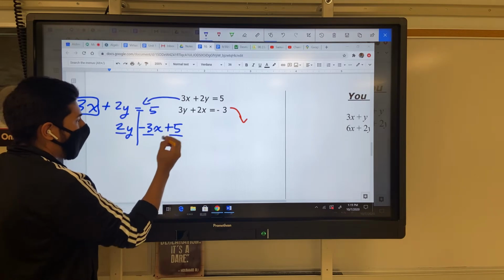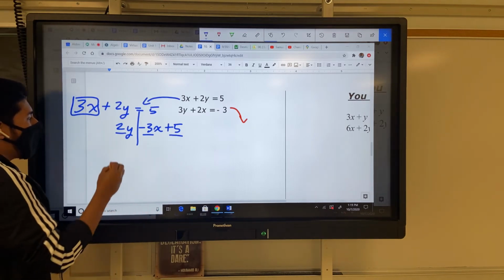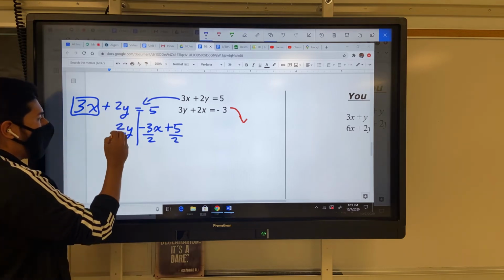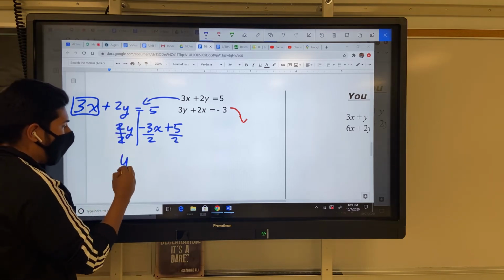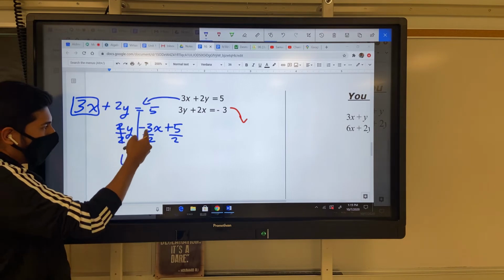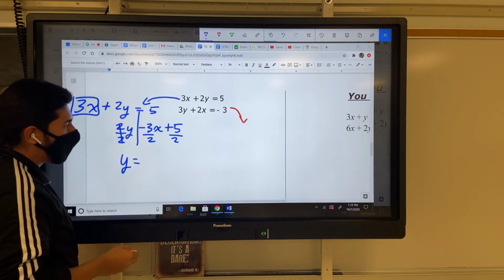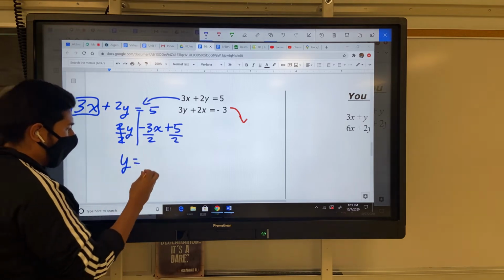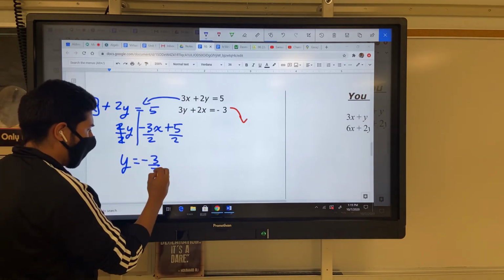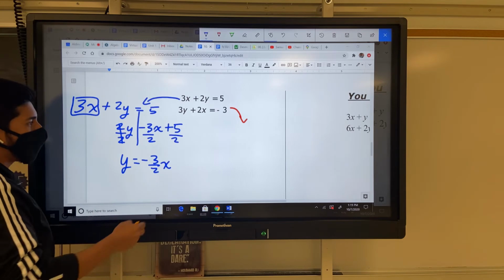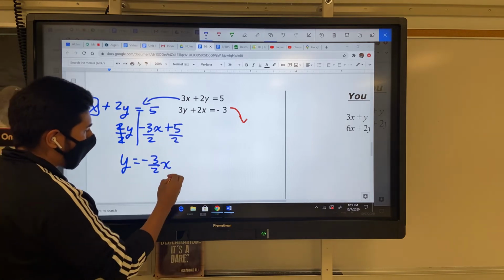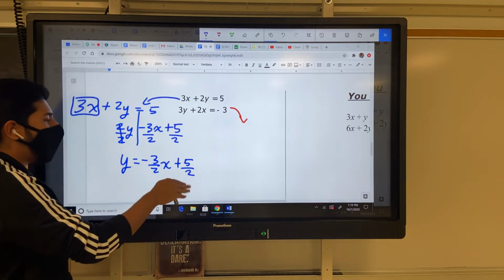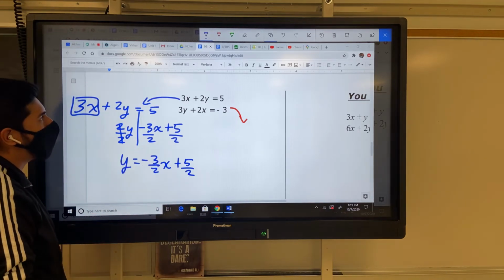Divide by the number in front of the y, which is 2. 2 divided by 2 cancels. So I got y equals negative 3 divided by 2. That's not reducible, that cannot be divided by each other. You'll get a decimal, so keep it like that. So negative 3 over 2x. Same situation over here, so it stays plus 5 over 2. It's okay to have the fraction at the end. We'll talk about that later.